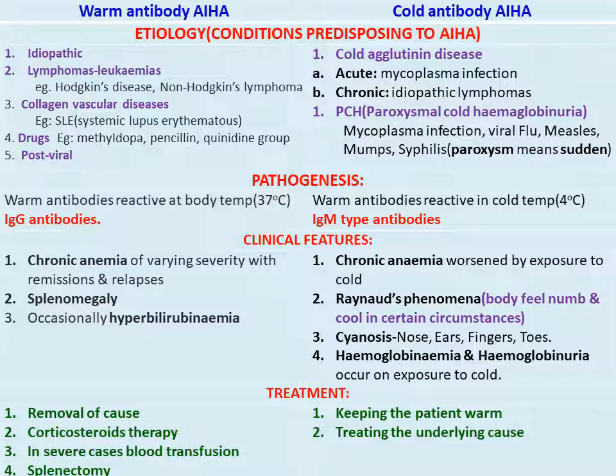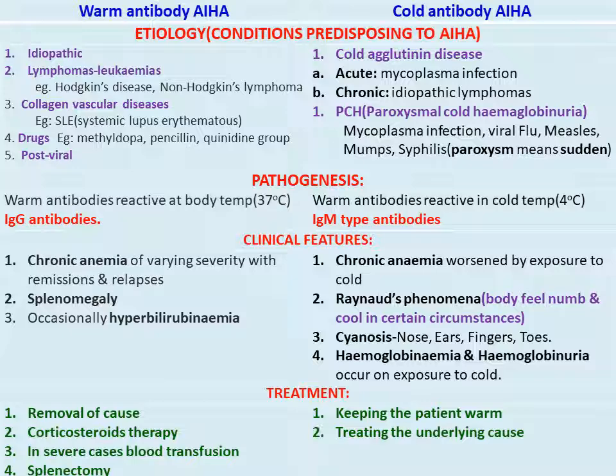Next, pathogenesis. Here warm antibodies are reactive at body temperature, 37 degrees Celsius, and IgG antibodies play the role. So IgG autoantibodies are produced, whereas in cold antibody AIHA, IgM type antibodies are involved: IgM in cold antibody AIHA and IgG in warm antibody AIHA.